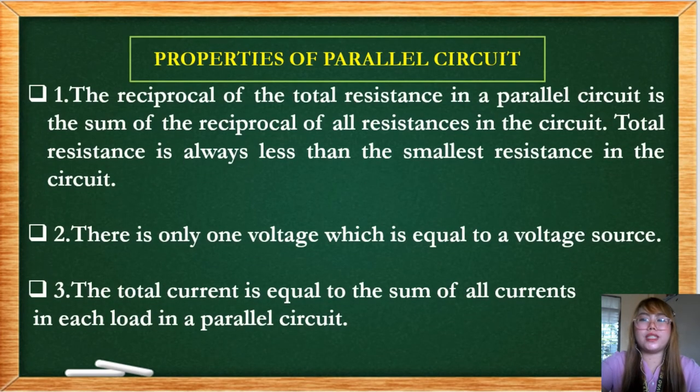What are the properties of parallel circuit? The properties of parallel circuit are: number one, the reciprocal of the total resistance in a parallel circuit is the sum of the reciprocal of all resistances in the circuit. Total resistance is always less than the smallest resistance in the circuit. Number two, there is only one voltage which is equal to a voltage source. And number three, the total current is equal to the sum of all currents in each load in a parallel circuit.